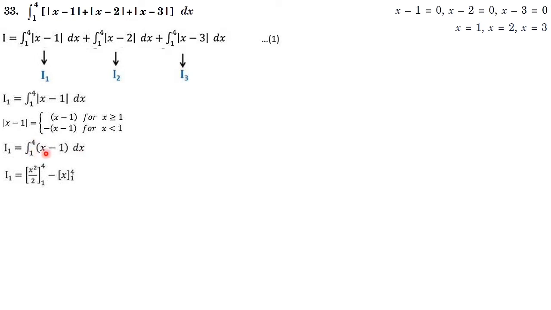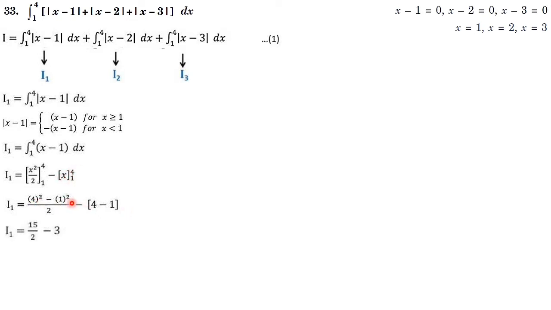When we do the integration, integral of x dx is x square by 2. Apply the limit, minus integral of 1 dx is x. Apply the limit. Then here x replaced with 4 means 4 square by 2 minus 1 square by 2. Taking LCM means 4 square minus 1 square by 2 will be there, minus. Here x replaced and put 4, that is 4 minus 1.